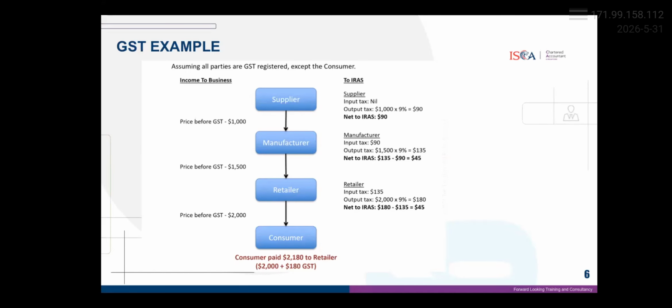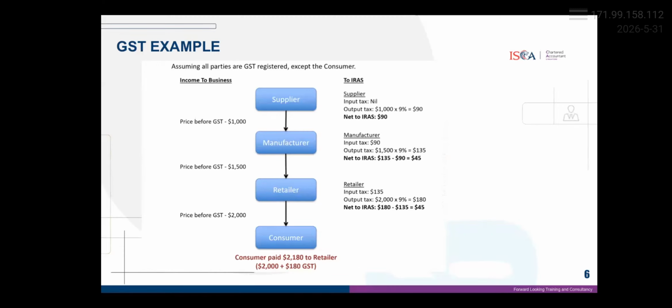Now, when the manufacturer continues to sell the goods at $1,500 to the retailer, the manufacturer, being a GST registered person, will have to charge GST at 9% on the $1,500, which gives us $135 of output tax, which is the tax that has to be paid to the Inland Revenue. So on filing of the GST return, the manufacturer will have to take note that the $90 can be claimed back from the government, $135 has to be paid to the government, and therefore the net amount to be paid to the Inland Revenue would be $45.